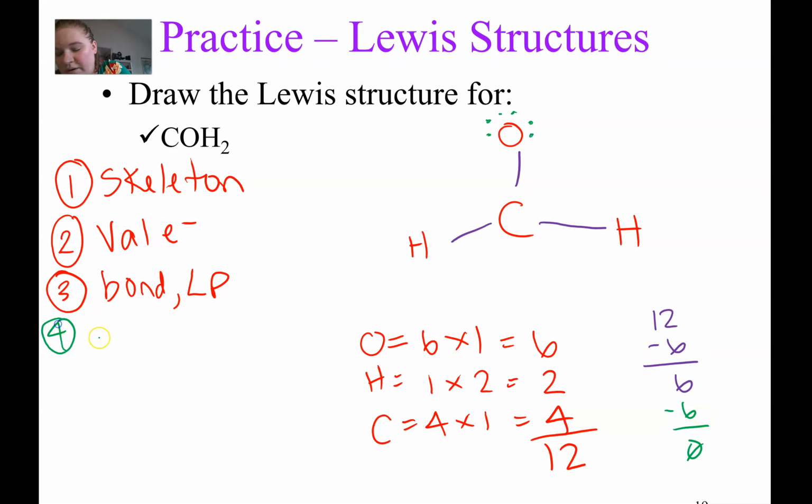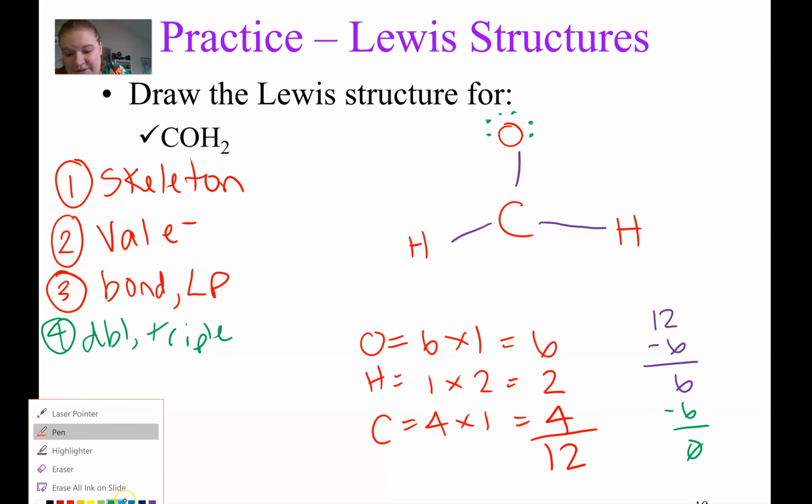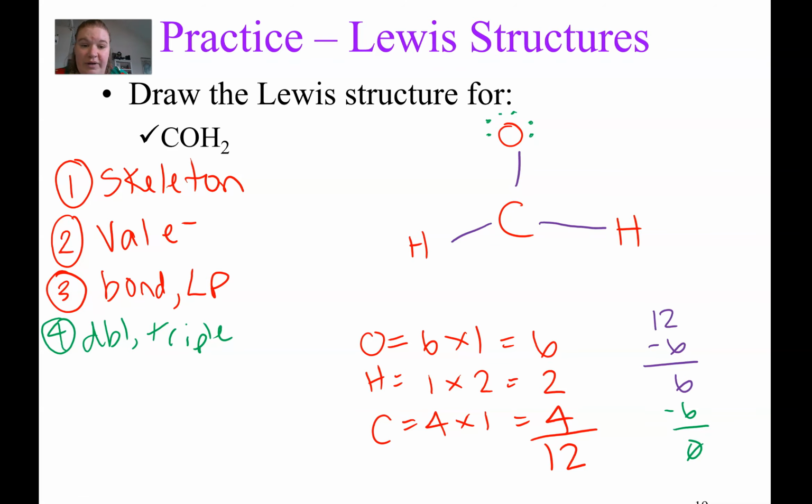Step number 4 is double and triple bonds if needed. So we know the hydrogens and the oxygen are happy. They all have their duet or their octet. So we look at our central atom, and our carbon has 2, 4, 6 electrons around it. Our carbon is not happy, so that means we're going to create a double bond. And in order to do that, we're going to take a lone pair from our terminal atom, our oxygen, and we're going to move it right there.